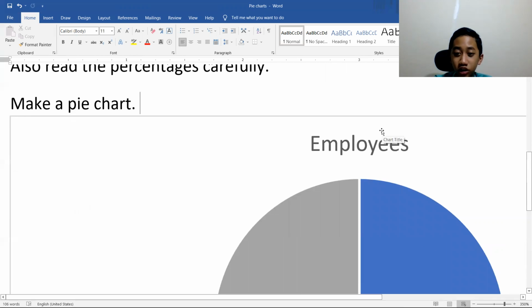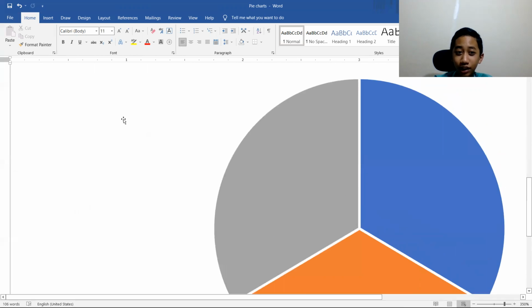Wait. Chart title. Such a useful thing. Chart area. There's no chart here.